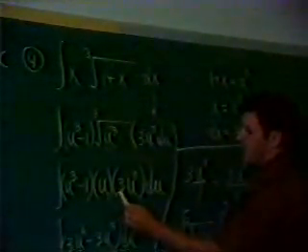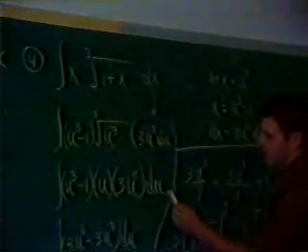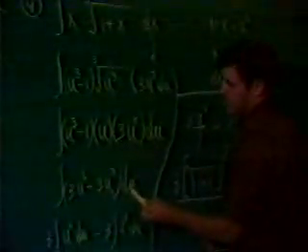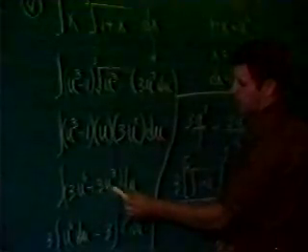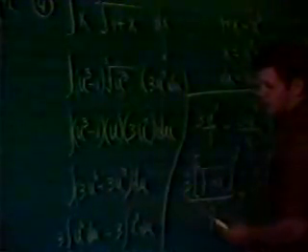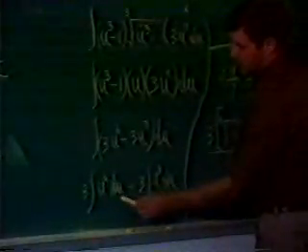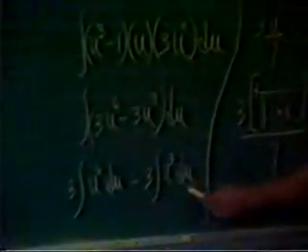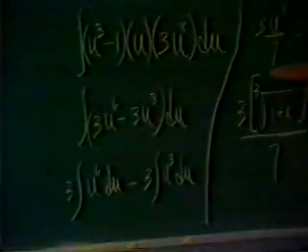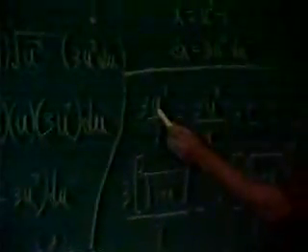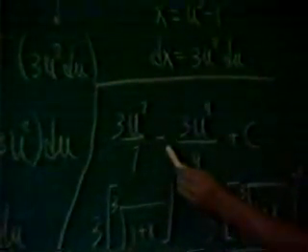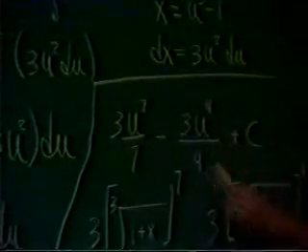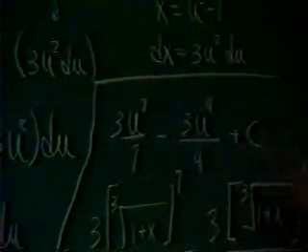Simplifying, we have the quantity u to the third minus 1, times u, times 3u squared du. Multiplying, we get the quantity 3u to the 6th minus 3u to the third, times du. Breaking this into separate integrals, we have the integral of 3u to the 6th du minus 3 times the integral of u to the third du. Carrying out the integration, we get 3u to the 7th over 7 minus 3u to the 4th over 4 plus c, the constant of integration.